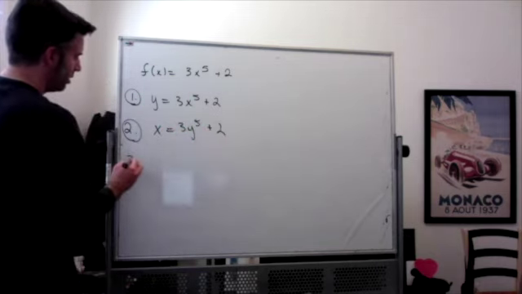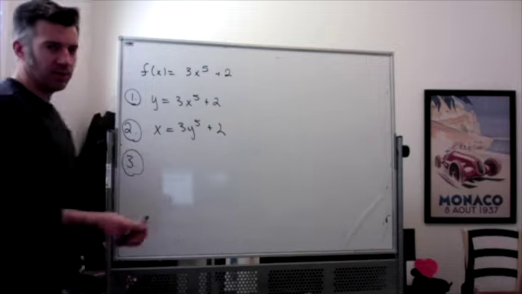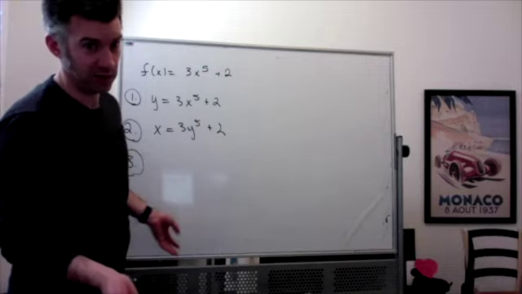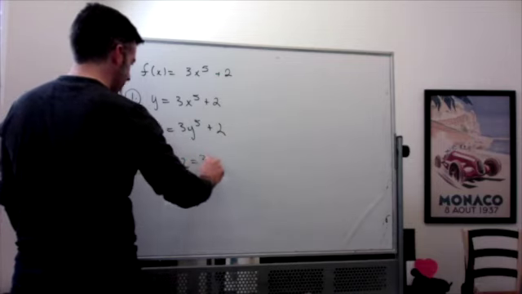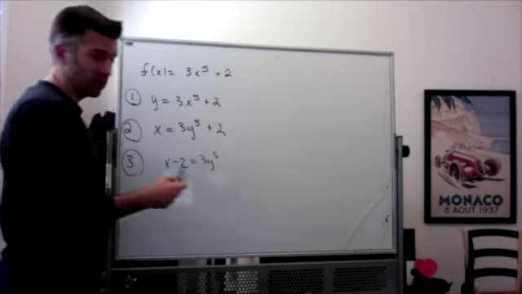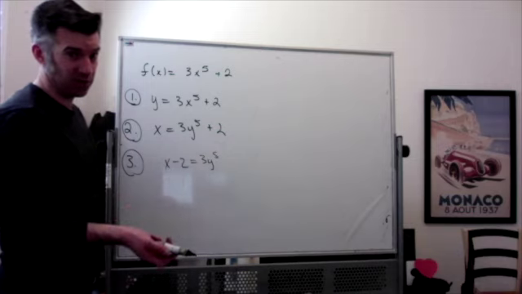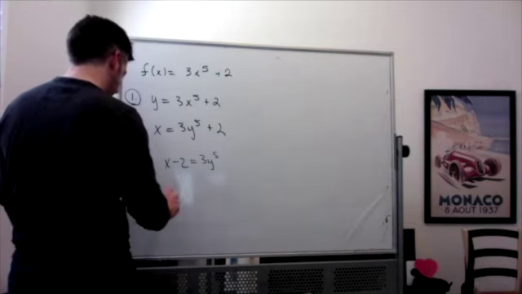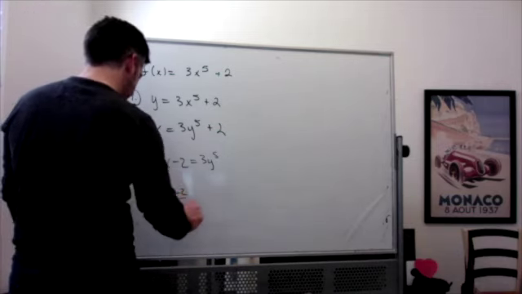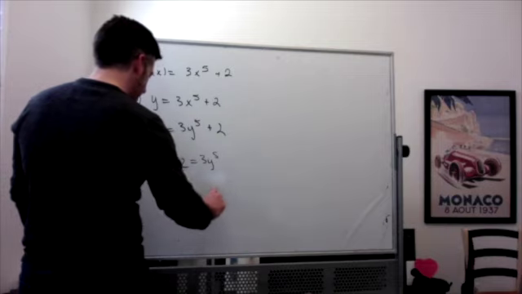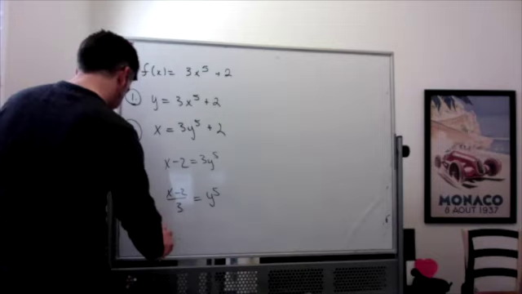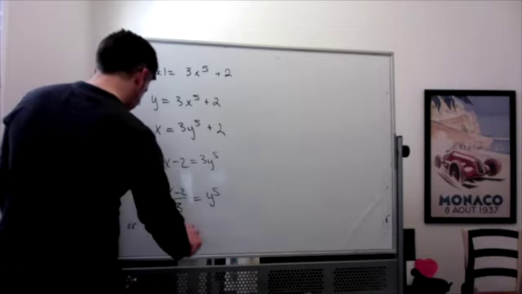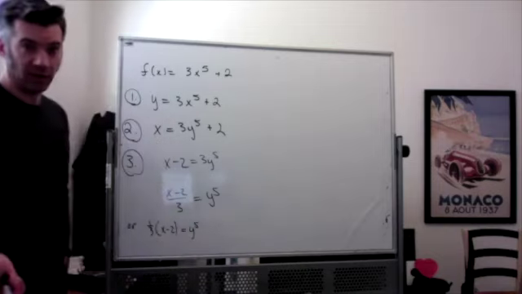Step 3, solve for y. Step 3 is the one where you actually have to do stuff. So x minus 2 equals 3y to the fifth. You can either divide both sides by 3 or multiply both sides by 1/3. So you could say x minus 2 over 3 equals y to the fifth. Or if you prefer, you could write this as 1/3 times x minus 2 equals y to the fifth. Either way would be fine.